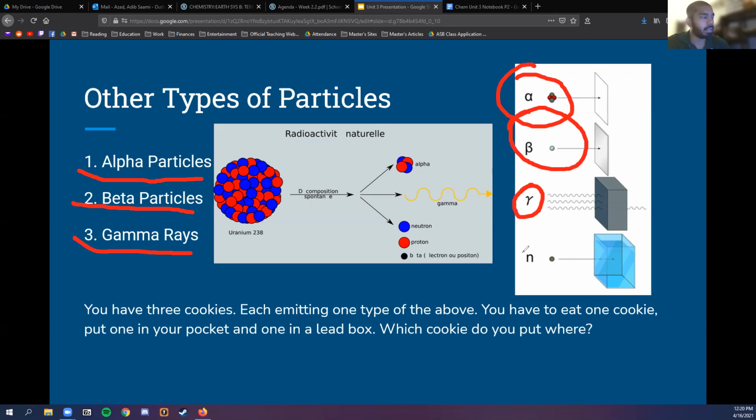You got to eat one. You have a lead box you could put a cookie into, and you have your pocket, so you could store a cookie there. The riddle goes, you have to eat one of those cookies. Which one do you eat? You eat the gamma ray cookie.